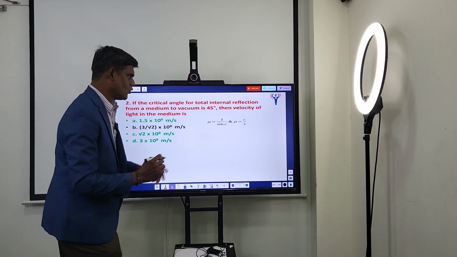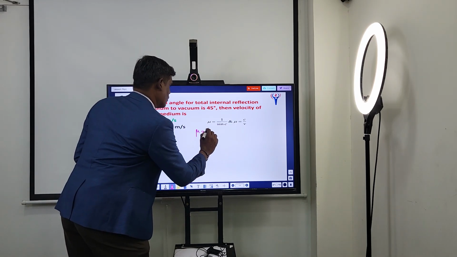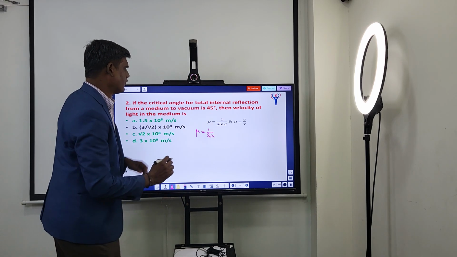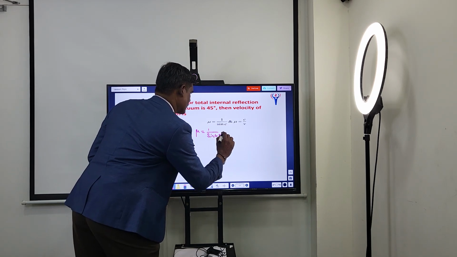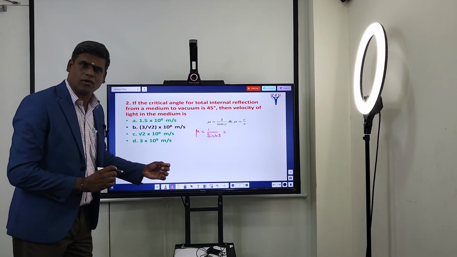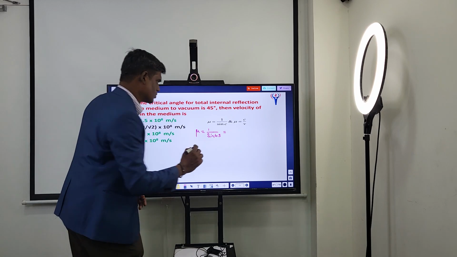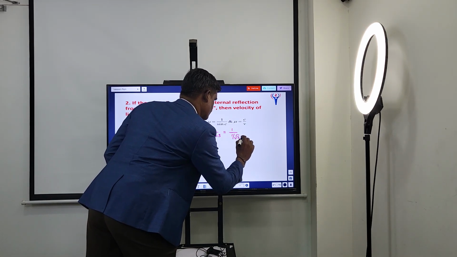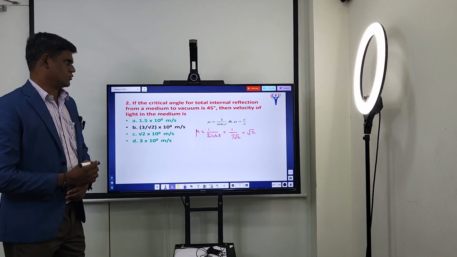First one, mu equal to 1 by sine C. In this, what is the value of C? 45 degree. So mu equal to 1 by sine 45 degree. Sine 45 is 1 by root 2. So 1 by 1 by root 2 gives root 2. Mu equal to root 2.